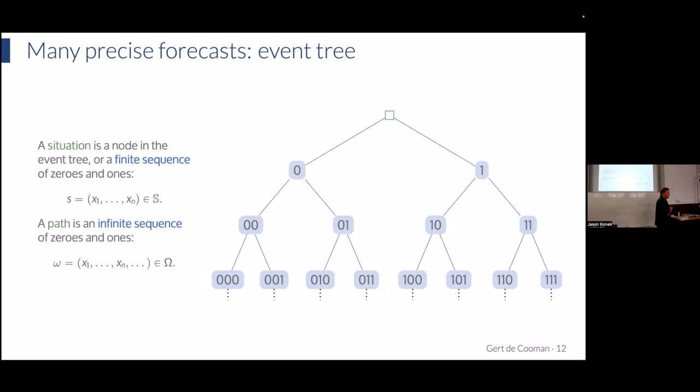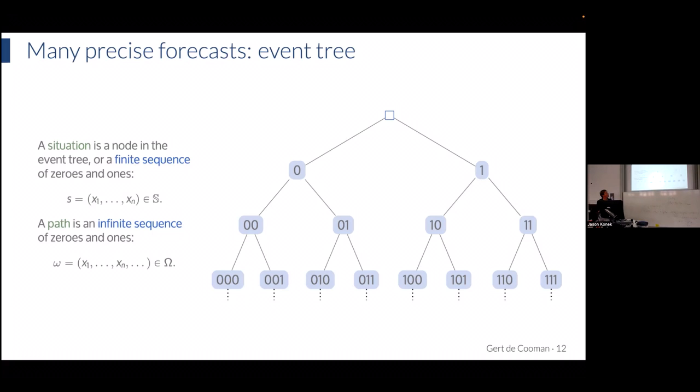The idea is that I get situations. The situations are the blue things here. They summarize what happens. So here, for instance, I first observed a zero, then a one, and a zero. Here, I first observed a zero and a one, and then two things can happen. Either the next outcome will be zero or one, and so on. So this is a nice graphical way of representing everything that could happen. So any blue thing is what I call a situation. I call that s. s is a situation. It's a finite sequence of outcomes.